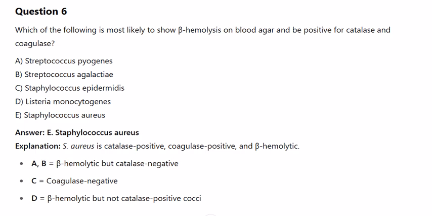Explanation. S. aureus is catalase positive, coagulase positive, and beta hemolytic. A and B equal beta hemolytic but catalase negative. C equals coagulase negative. D equals beta hemolytic but not a catalase-positive coccus.